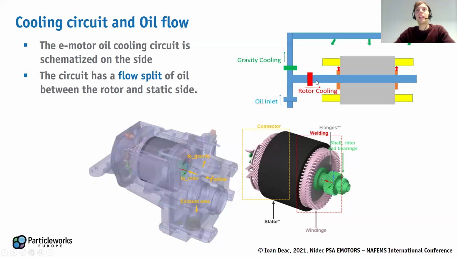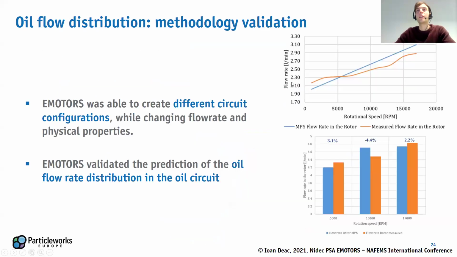As mentioned, the objective here was to understand if the flow split, depending on the rotational speed, could be captured as experimentally observed. Here you see the flow amount going to the rotor side as compared to the measured flow rate in orange. When we increase the RPM of the rotor, we see in the measurements that the flow rate in the rotor increases, and this was captured by the Particleworks simulation.